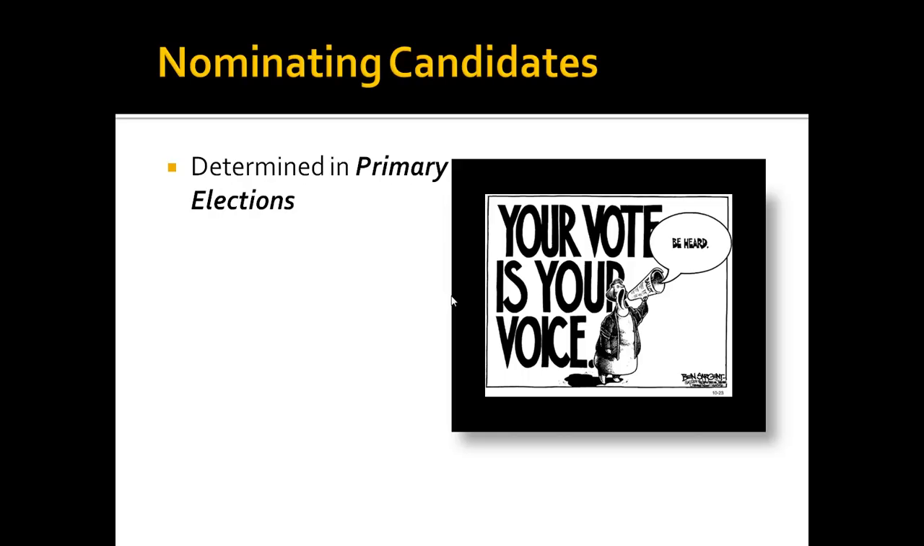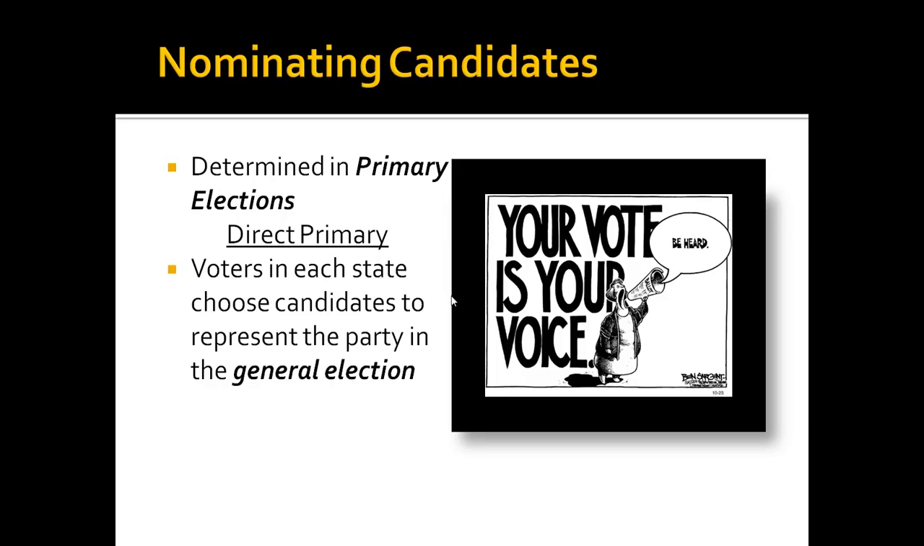It's just like the general election in that it goes to each state, and each state has a set number of electoral votes that can be given to the candidates. There are a couple of different types of primaries. There's a direct primary. This is where each state chooses the candidate to represent the party in the general election, but the key is anyone can vote in a direct primary. You don't have to belong to a political party.